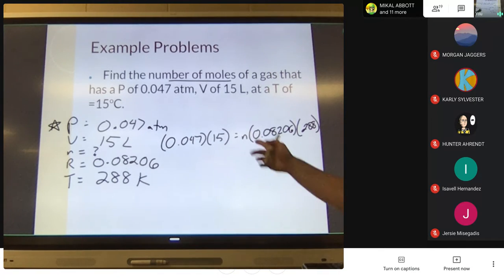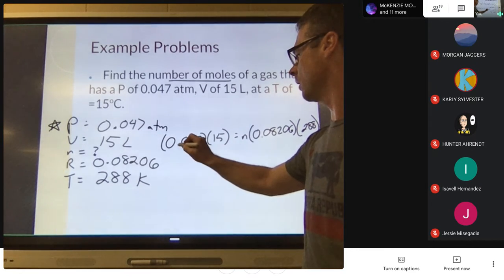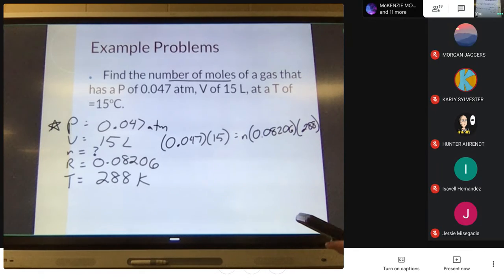Okay, so we're going to solve for n. All this is glorified algebra. We're just going to divide some stuff. If you have the calculators, you can go ahead and do that at this time, or just sit there and wait for me to do it, because I'm going to do it anyway for the sake of having this down on video. 206 times 288. All right.